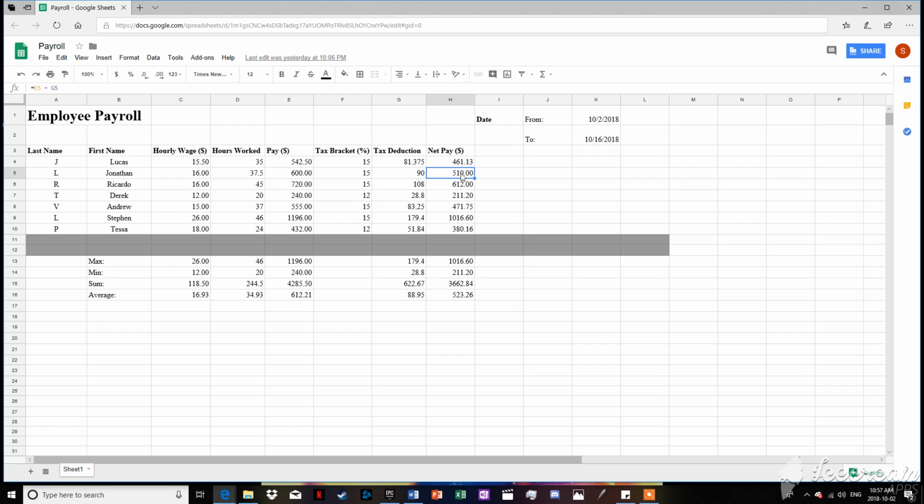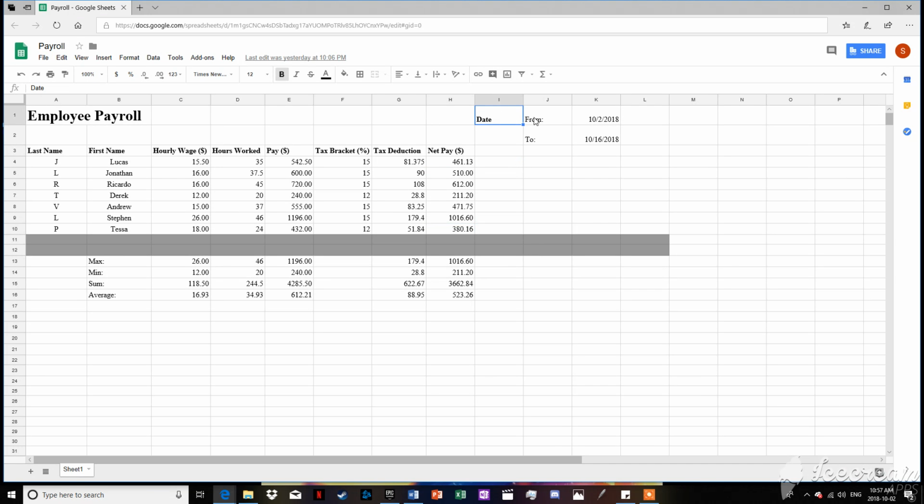The H column looks at the net pay. So this is what they get to take home. He made $600, but he lost $90 worth of taxes. So therefore, Jonathan's only bringing home $510, whereas Tessa is bringing home $380.